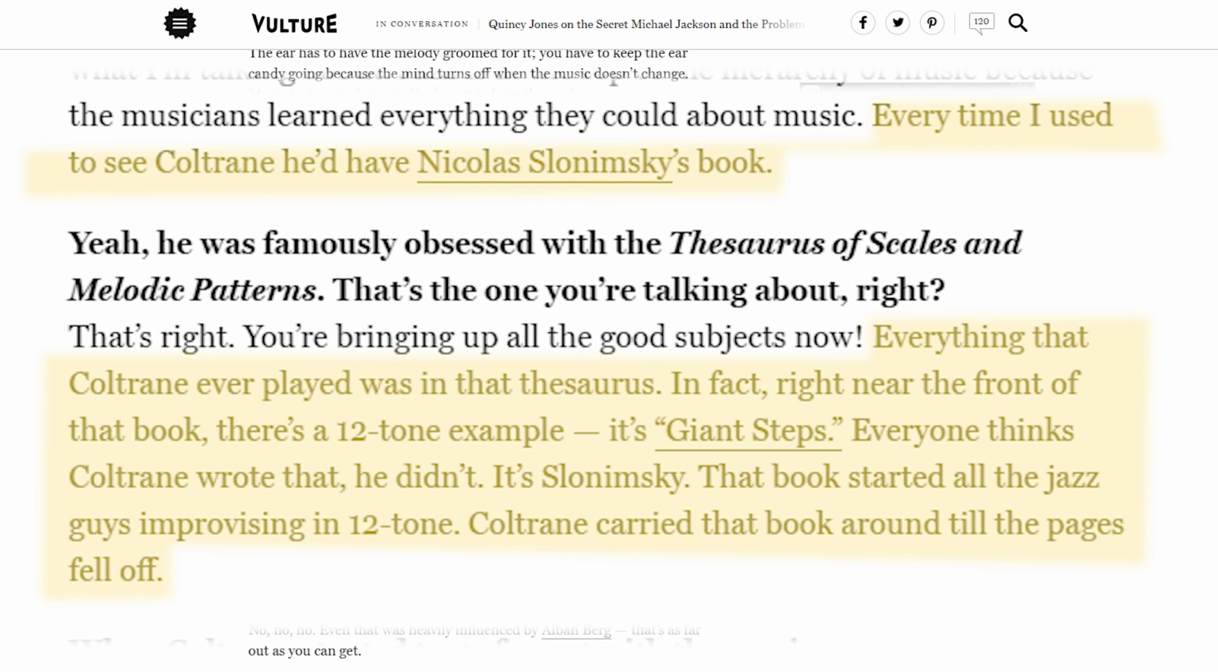"Every time I used to see Coltrane, he'd have Nicholas Slonimsky's book. Everything that Coltrane ever played was in that Thesaurus. In fact, right near the front of that book, there's a 12-tone example. It's Giant Steps. Everyone thinks Coltrane wrote that. He didn't, it's Slonimsky. That started all the jazz guys improvising in 12-tone. Coltrane carried that book around till the pages fell off."